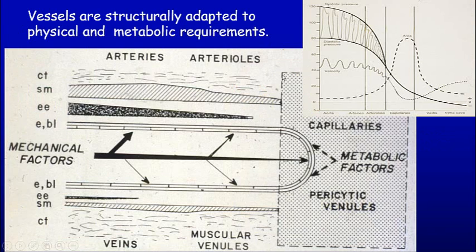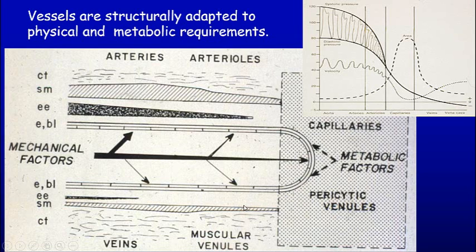Here are the arteries, arterioles, capillaries, muscular venules, and then back to veins, back to the heart. In order to withstand the mechanical factors, we need elastic tissue and a lot of muscle. As the mechanical factors get less, you reduce elastic tissue and also reduce the amount of muscle, and then you remove that muscle. When you have metabolic needs, that's where you have capillaries.